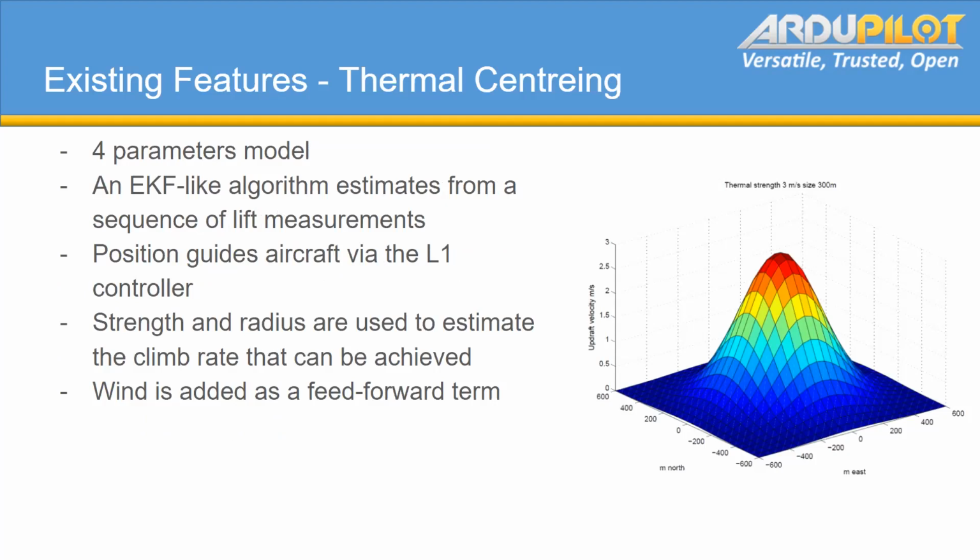So what we do with that model is we use the measurements from the variometer to feed into an EKF-like algorithm, which then estimates the 4 parameters of this model to effectively try to figure out where the center of the lift is, how strong it is, and how broad it is. So those are the 4 parameters of this model.